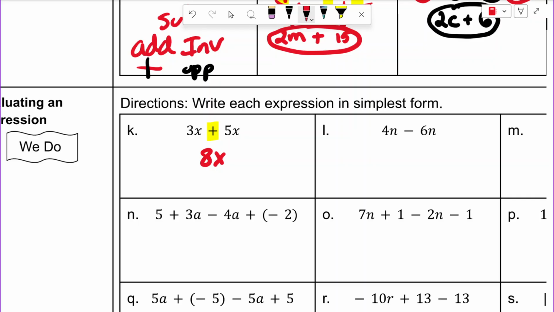Oh, sorry, that's an L. All right, I'm going to use additive inverse on this. They are the same variables, so they can be combined. 4n plus negative 6n. I have more negatives than I have positives. I have two more, so it's negative 2n.